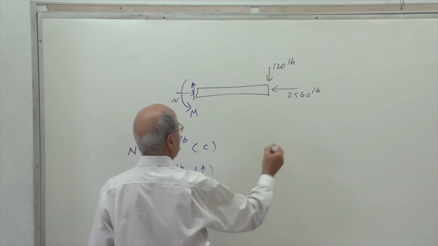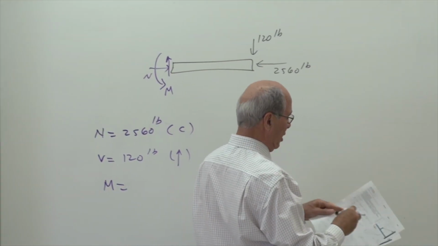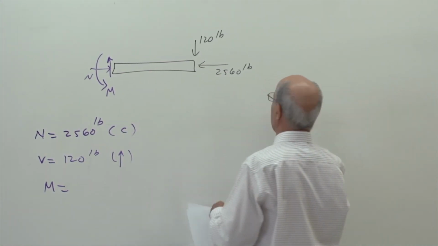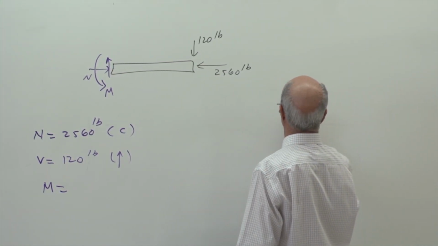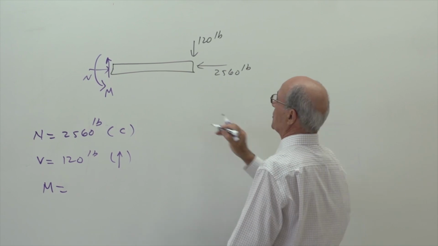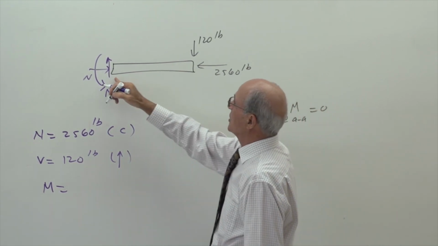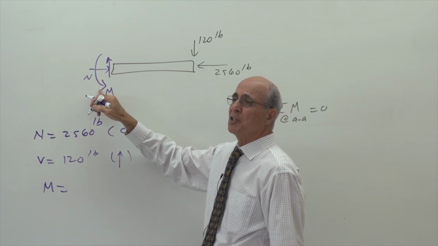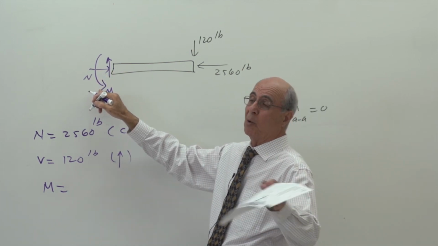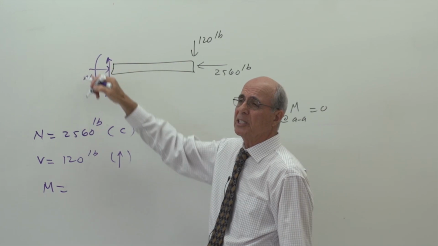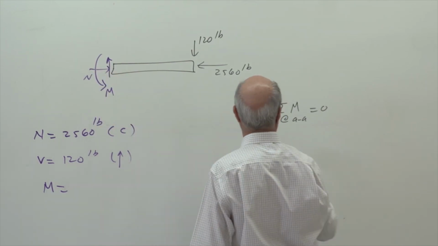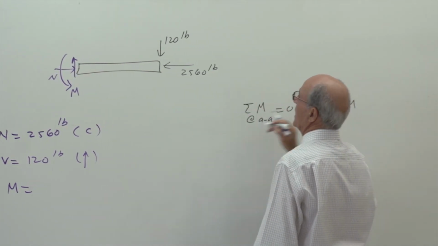Then, so let's do it here. This is the static part. I don't have to do it. It's obvious to many of you, but let me do it. Sum of the moment at section AA equal to 0. This doesn't have a moment. This doesn't have a moment. This moment is already sitting there because I saw many mistakes. This is already a positive couple, yes or no? So plus M.